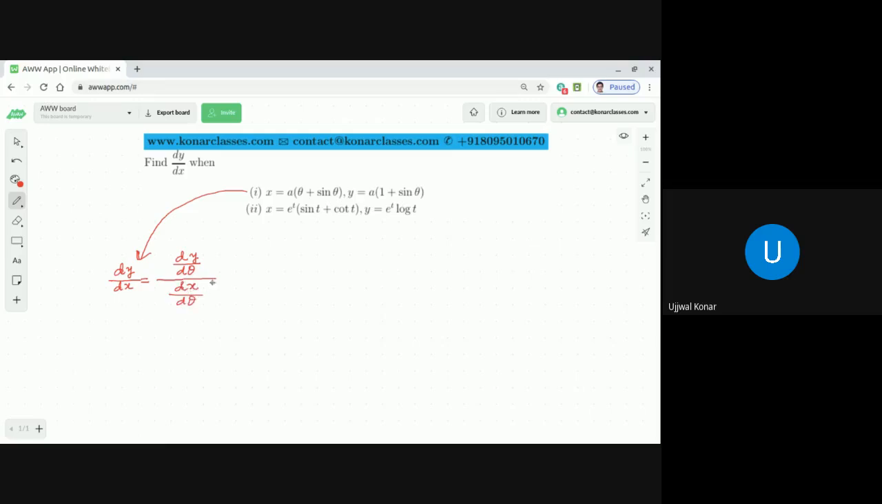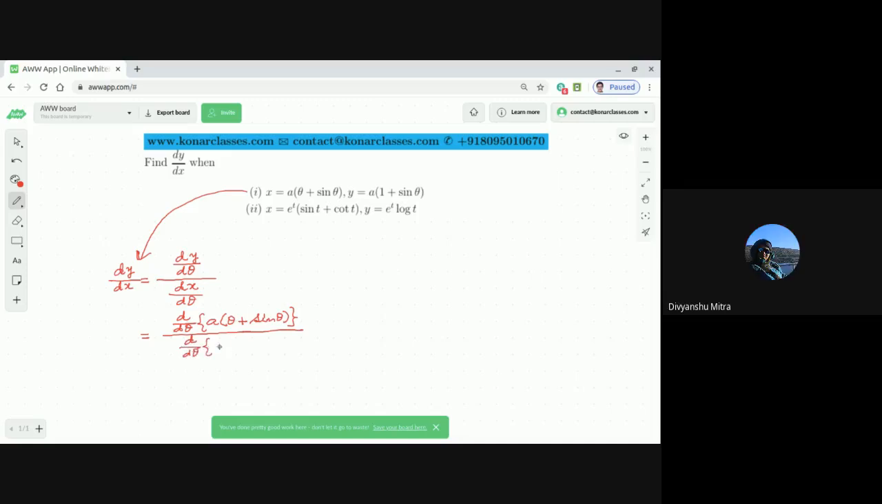Now, if we look into dy d theta, d theta of what? A into theta plus sine theta, divided by d theta of a into 1 plus sine theta. I hope all of you agree with me. Correct or not?